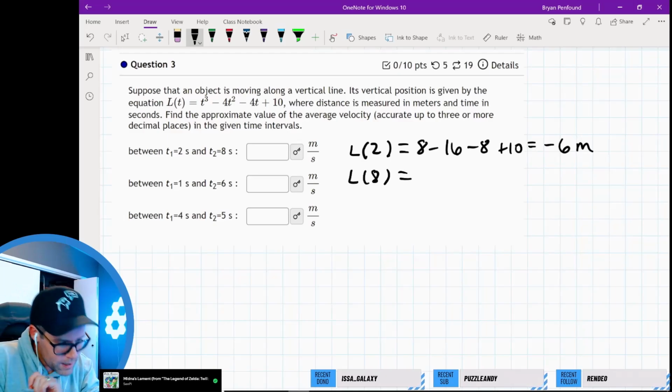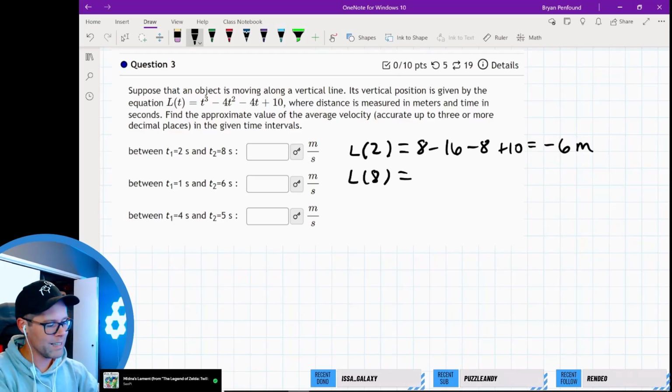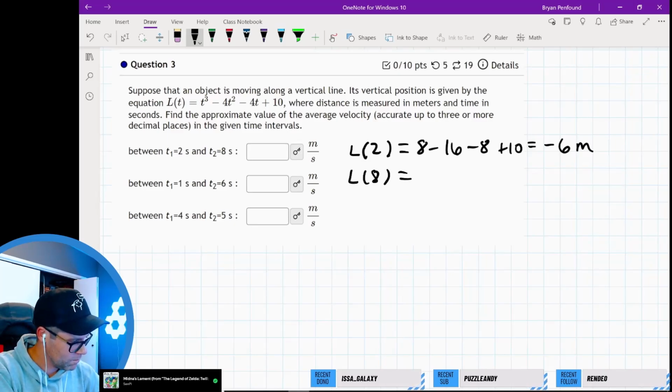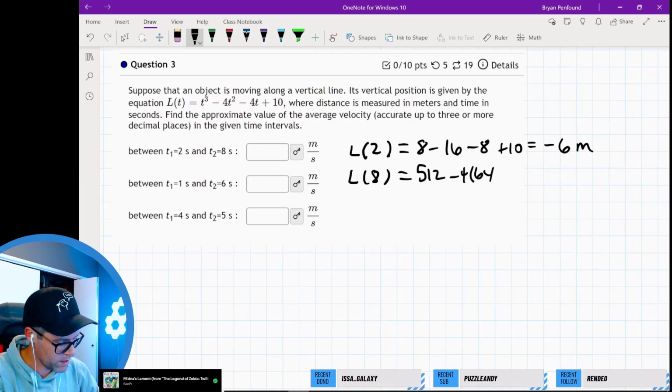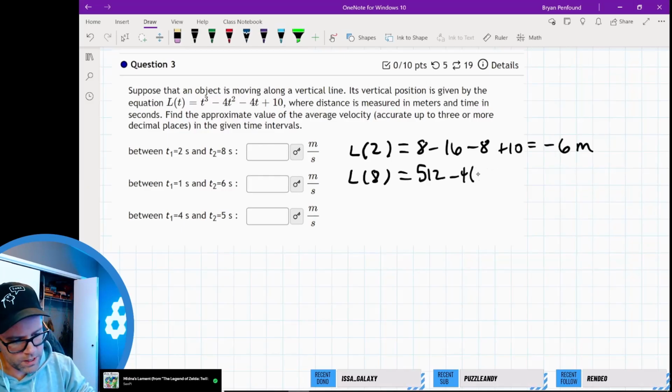Now for 8, we're going to have 8 times 8 times 8. What is that? What is 8 cubed? 512. Minus 4 times 8 squared, which is 64. So 4 times 64 is 256.